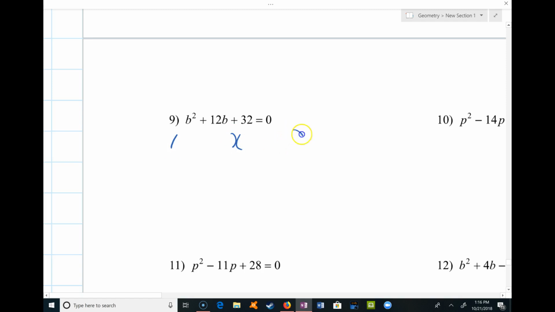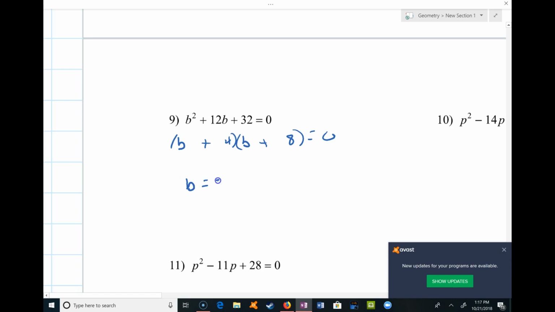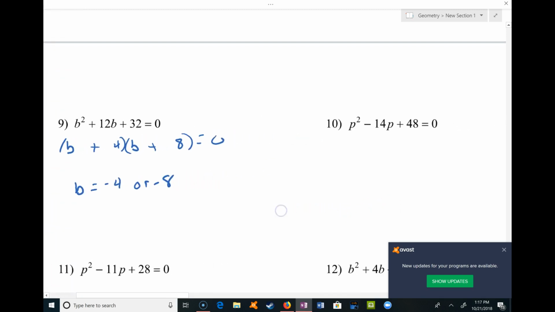Okay, down here, so already I don't need to factor anything out, don't need to divide by anything. I just start factoring right away. We get b and b, and maybe 4 and 8, because that'll add up to 12. Yep. So I'm going to skip a step here and just go right to b must be equal to negative 4 or negative 8. Can you see that? Okay, because b plus 4 equals 0 and b plus 8 equals 0.